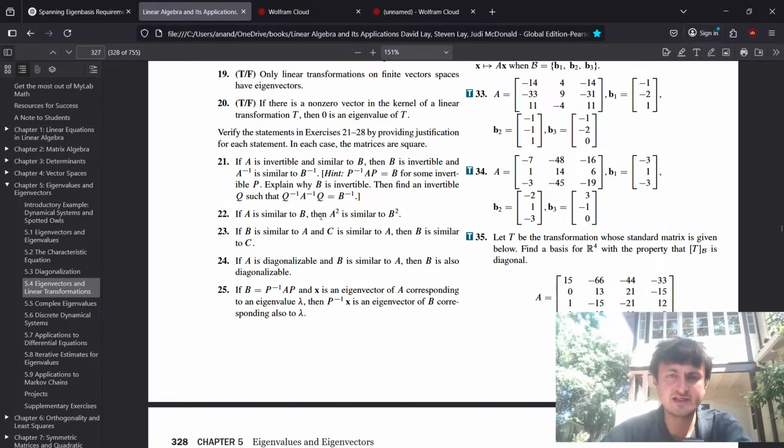22, if A is similar to B, then A squared is similar to B squared. A equals P B P inverse. Then we right multiply both sides by P. So we get AP is equal to PB. Then we left multiply by A. So then we get A squared P equals APB. And then we right multiply by P inverse. We get A squared is equal to APB P inverse. No, that doesn't do what I want. All right, 22 seems pretty good too.